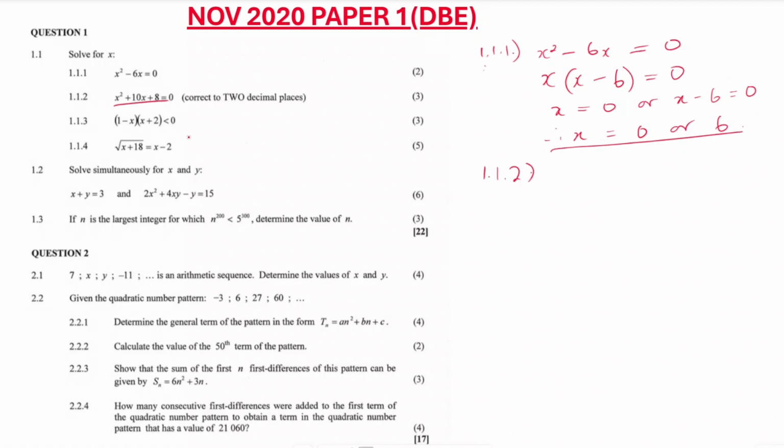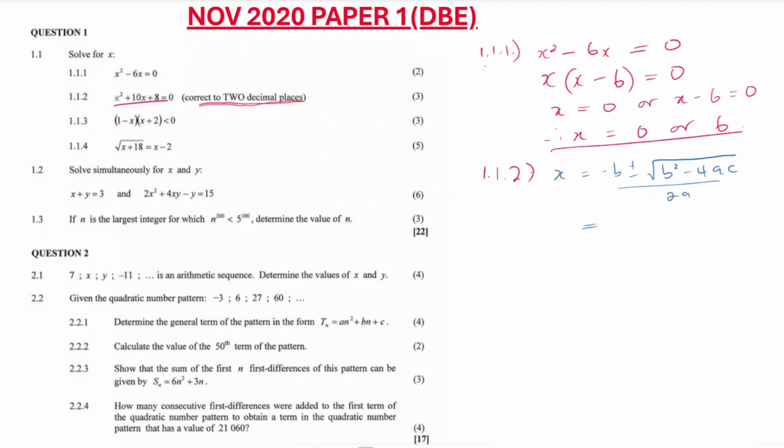Next question, 1.1.2. x squared plus 10x plus 8 is equal to 0, correct to 2 decimal places. Once you see a question saying correct to 2 decimal places, don't bother trying to find the factors. That question will not have factors. So what you can do, go straight to the quadratic formula, which is x is equal to minus b plus or minus square root of b squared minus 4ac, over 2a.